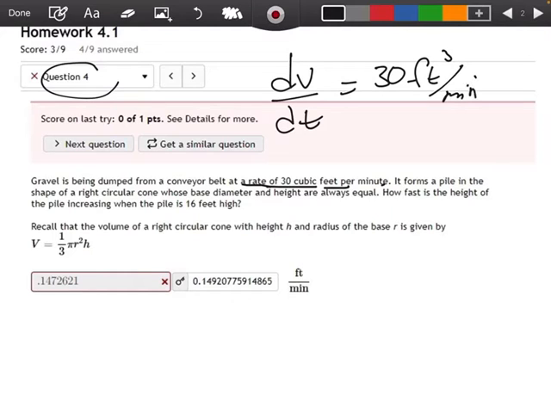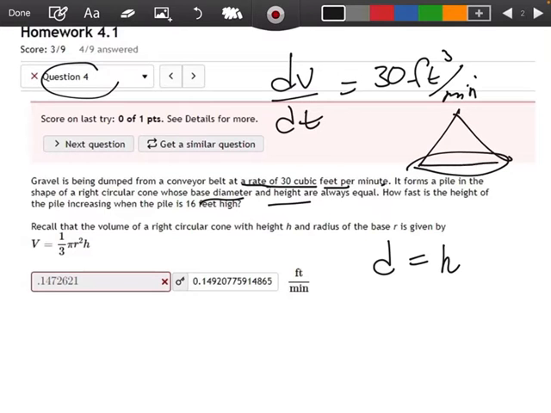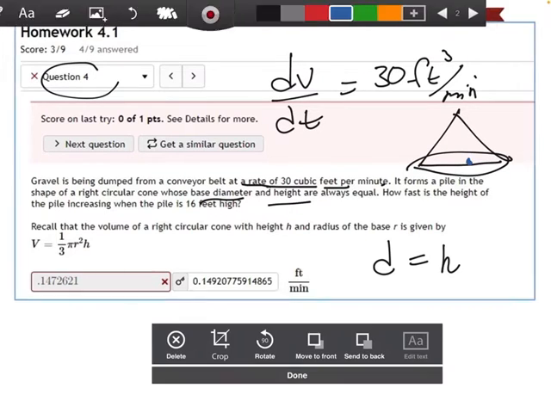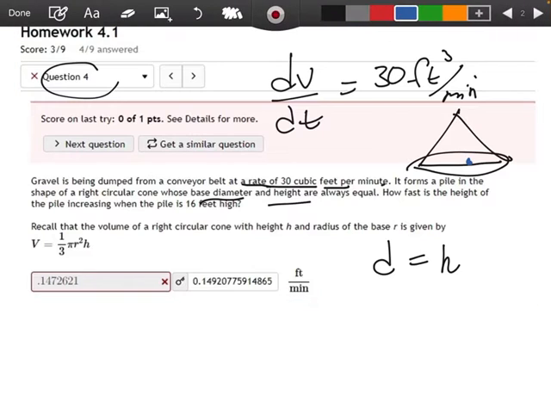It says it forms a pile in the shape of a right circular cone whose diameter and height are always equal. So the diameter is the same thing as the height. Now remember, y'all, if I have a cone that looks something like this, and here's my diameter, the radius is from the center out. So twice the radius is the same thing as the height, or the radius is the same thing as the height divided by 2.